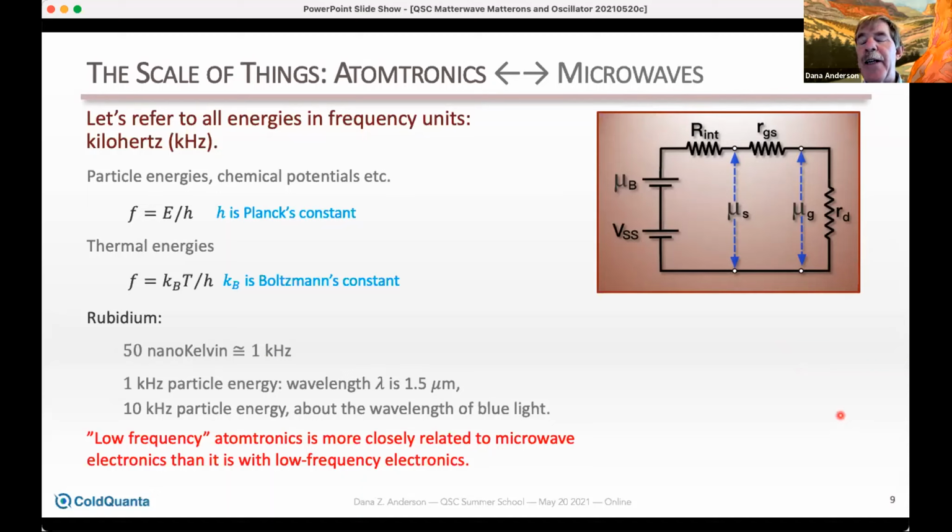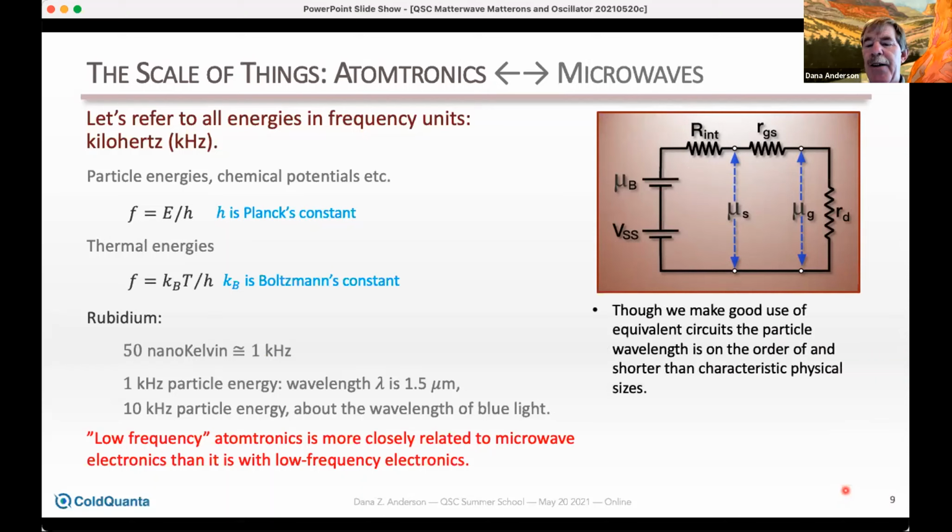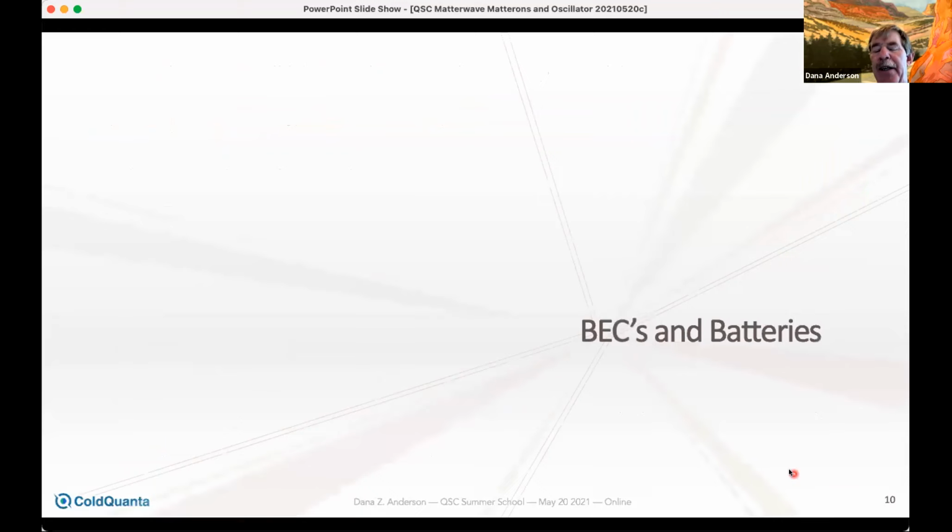So we'll make very good use of equivalent circuits, such as something I might draw like this one, with a battery, with a bias potential, and so on. But it is important to keep in mind that, again, the wavelength is on the order of and shorter than the characteristic physical sizes. So one wants to be a little bit careful as you think about equivalent circuits when we see them. And it means, for example, when I draw a resistor, like it says R internal, those resistances are distributed, and inductances and capacitance are really distributed when I draw them, not really bulk elements like you might build in a typical undergraduate lab experiment.